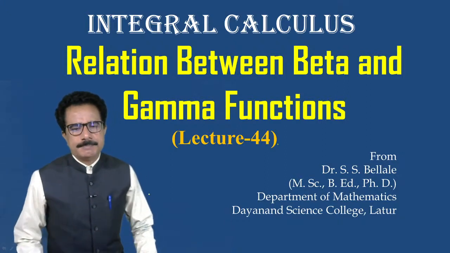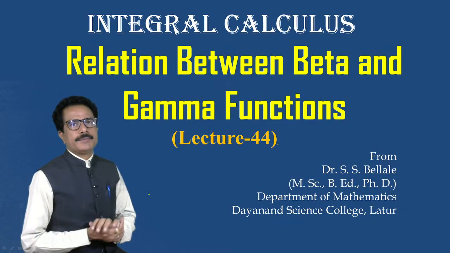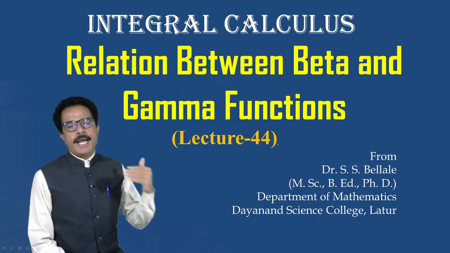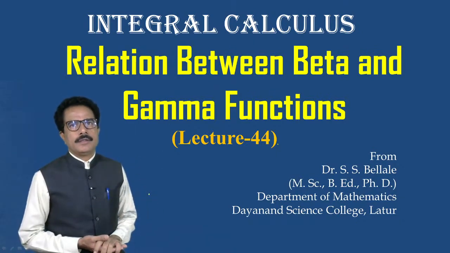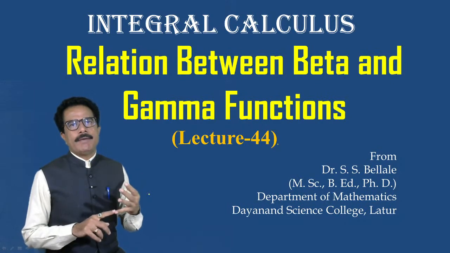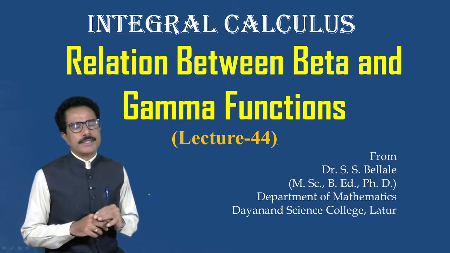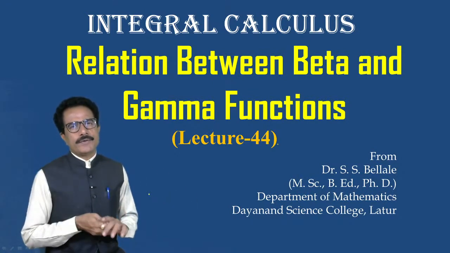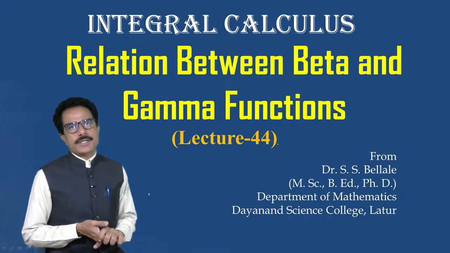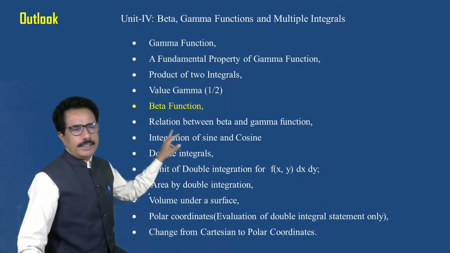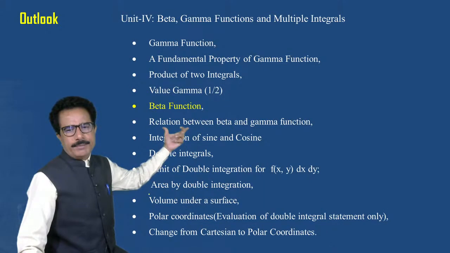Good morning everyone. Today in this live lecture we shall learn the relation between beta and gamma function. Actually, beta and gamma functions are two Eulerian special integrals, special functions. These are two special types of functions which are expressed in terms of integration, so they are called special functions. Today we have to discuss the relation between beta function and gamma function.